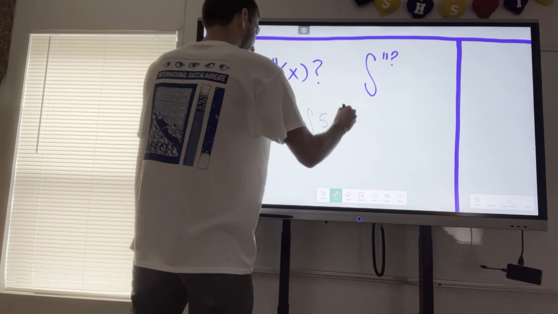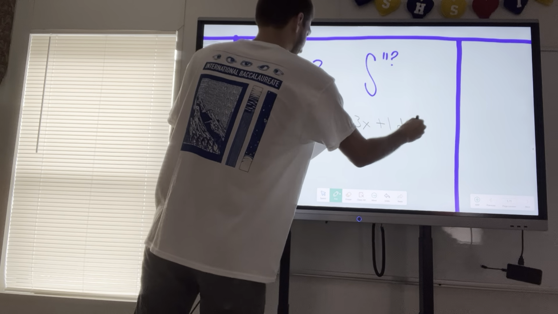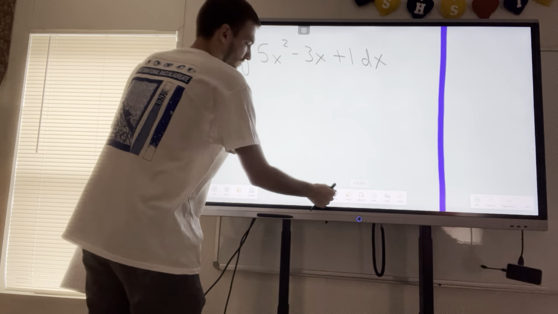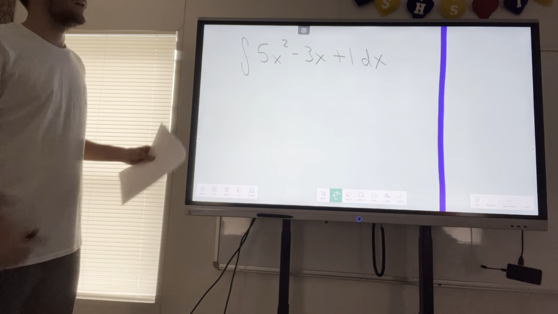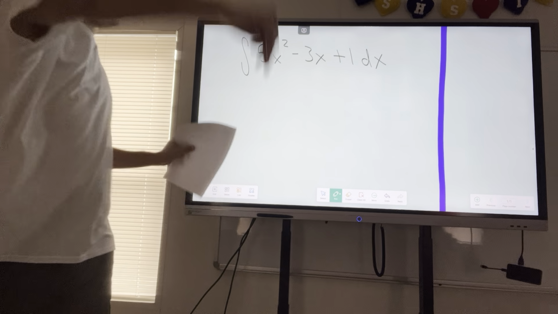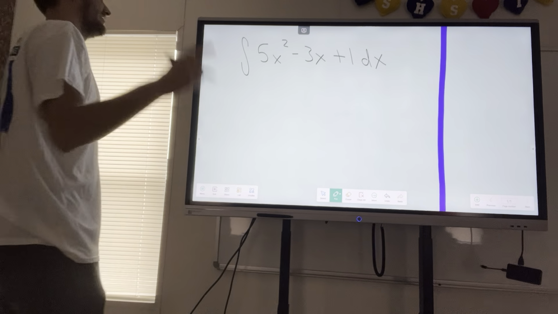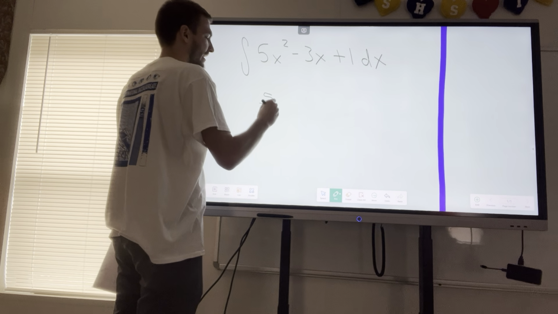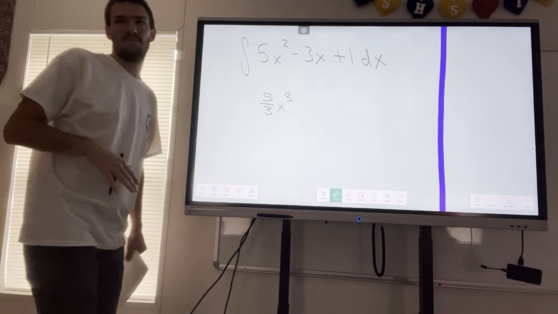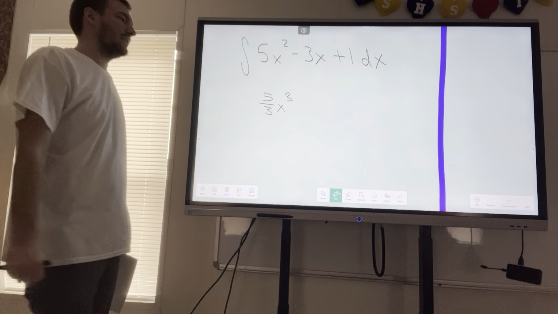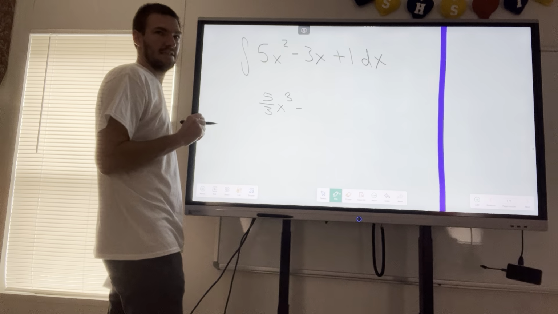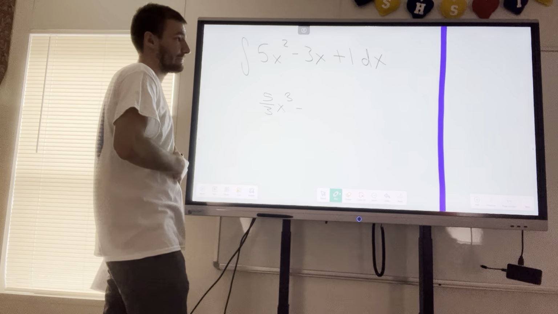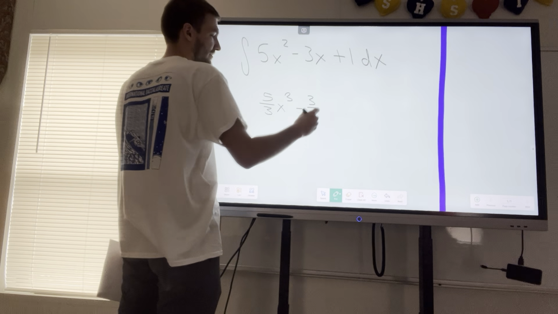The integral of 5x squared minus 3x plus 1 dx. All right, we gotta do our power rule. We gotta add 1 to the exponent and divide it by the coefficient. So this first piece, I'll do it for you. Add 1 to 2 makes 3, and then divide by 3. I got 5/3 x cubed. Done. Add 1 and divide it. It's not that bad. Can somebody help me with the second piece? Add 1 to the exponent, divide it. Negative 3/2.